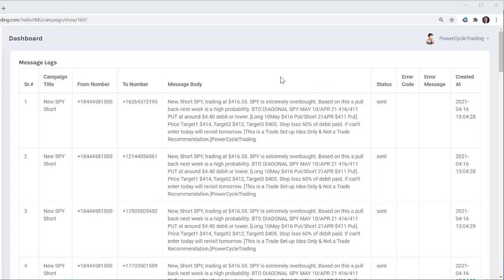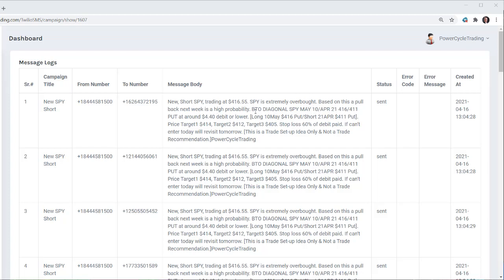Here you can see the text that was sent out, and here's the date on the 16th, that was Friday, around 2 o'clock in the afternoon, an hour before the close. It says here, new short SPY trading at $416.55. SPY is extremely overbought. Based on this, a pullback next week is a high probability.